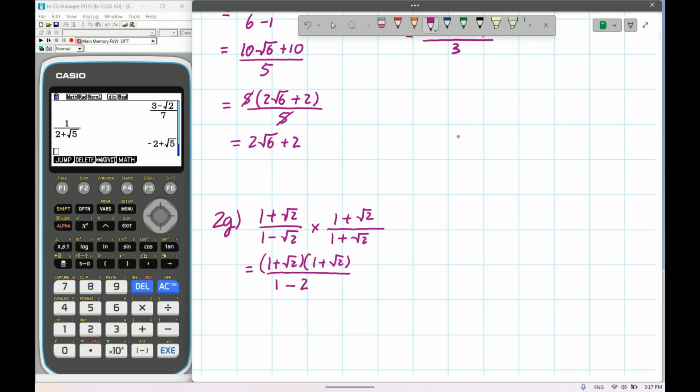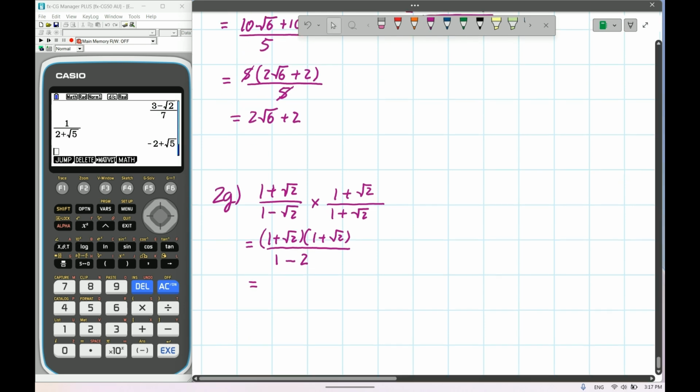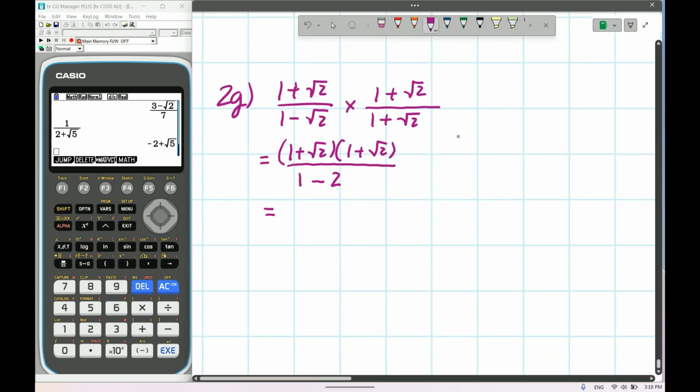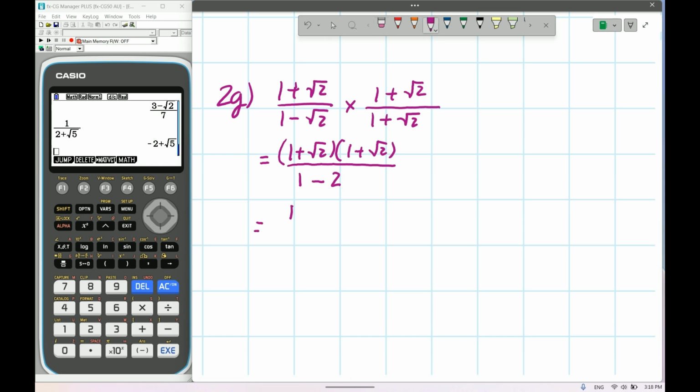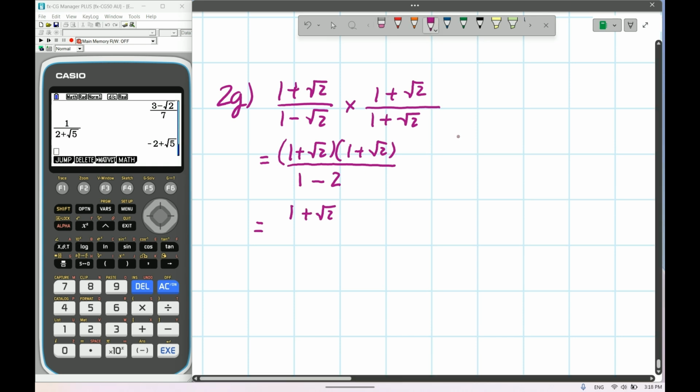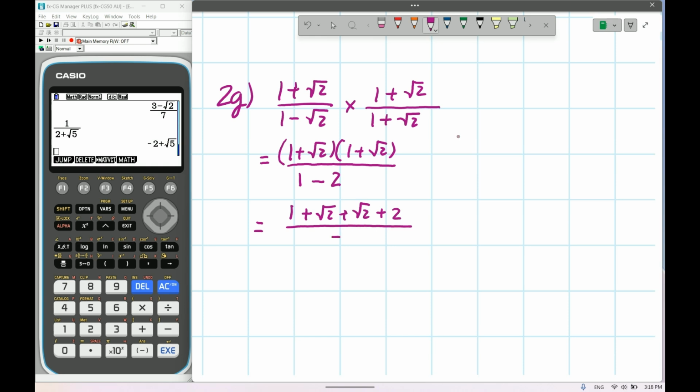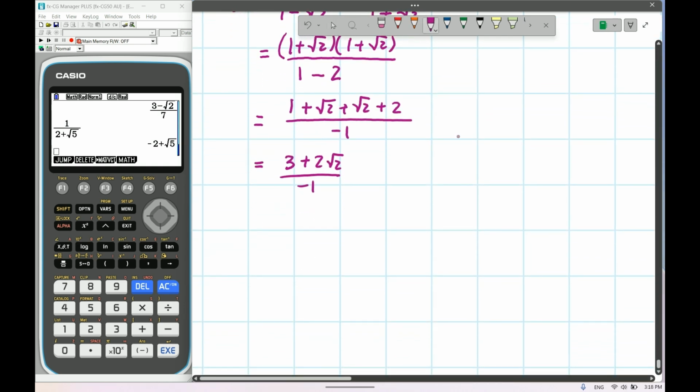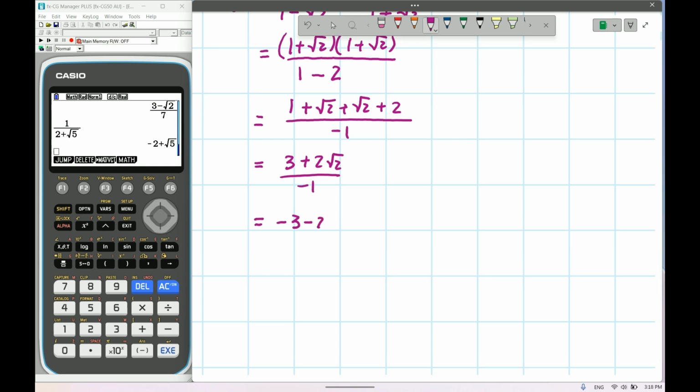And so what you're left with is, let's expand the top as well. So 1 times 1 is 1, plus root 2, plus root 2, plus 2, all over minus 1. Cool. And so just collecting some like terms, the 1 and the 2 makes 3, plus 2 root 2, all over minus 1. And the minus 1 can change all the operations, all the polarity on top, minus 2 root 2. Cool.